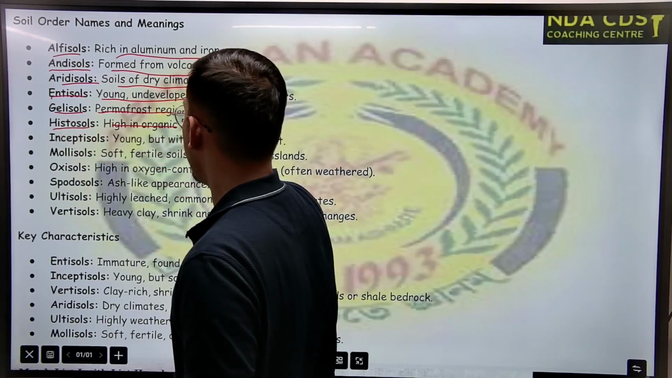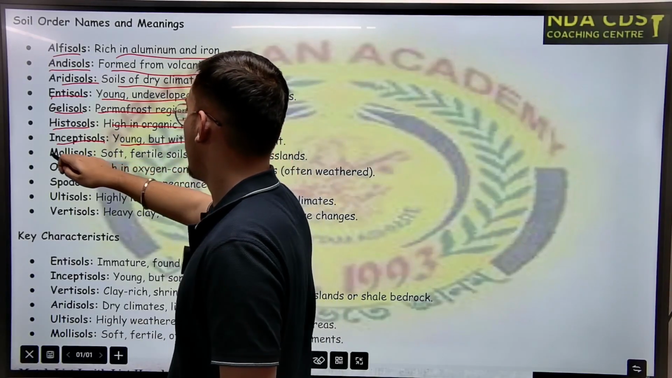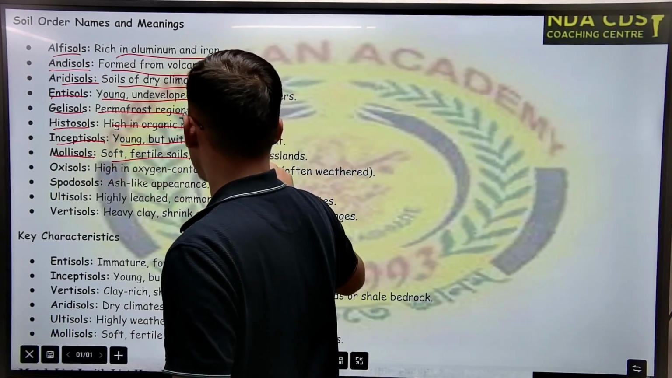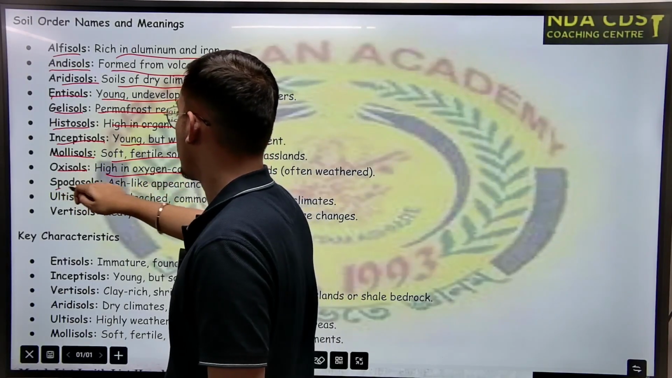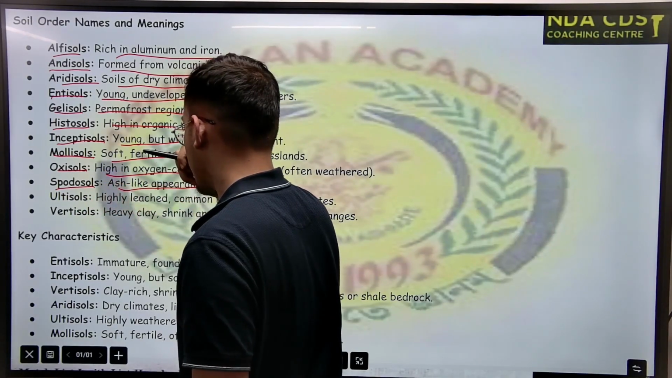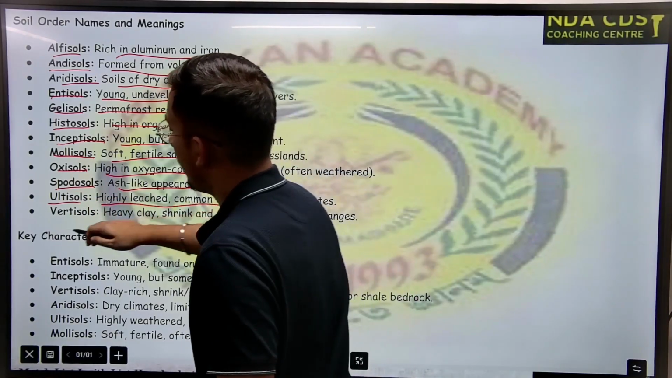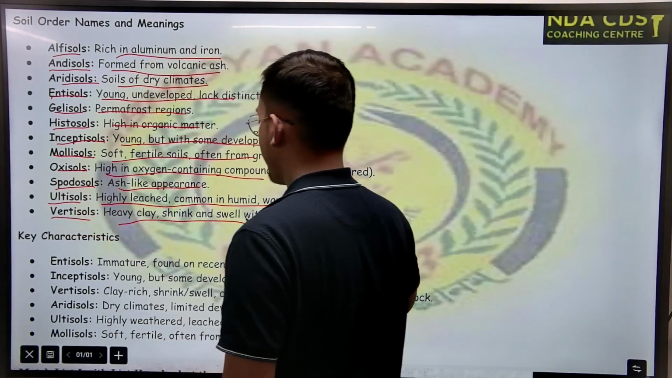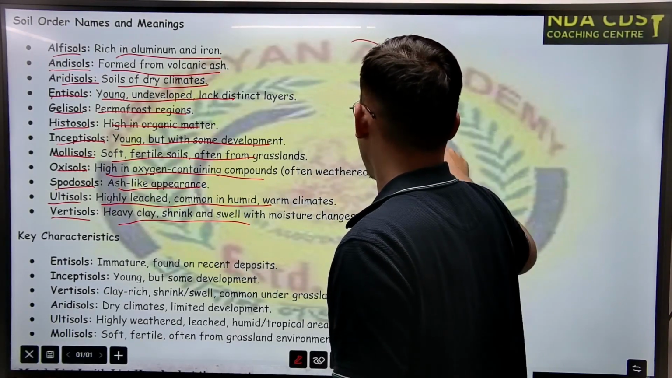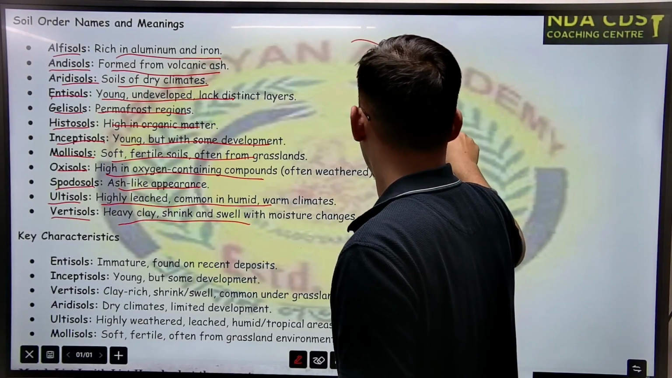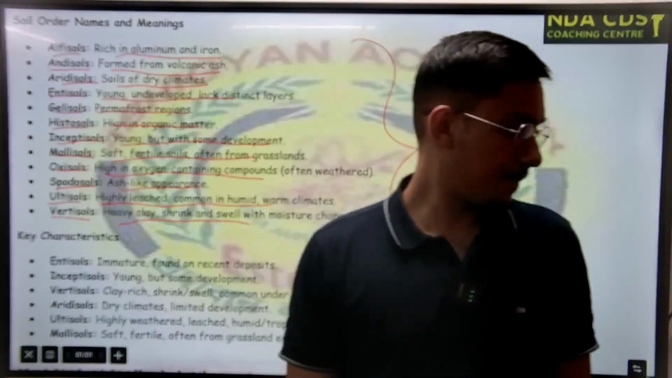Histosol is high in organic matter. Inceptisol, young with some development. Mollisol, soft, fertile soil. Oxisol, high in oxygen-containing compounds. Spodosol, ash-like appearance. Ultisol, highly leached. And vertisol, heavy clay. So these are some of the very, very important points. So just have a reading.